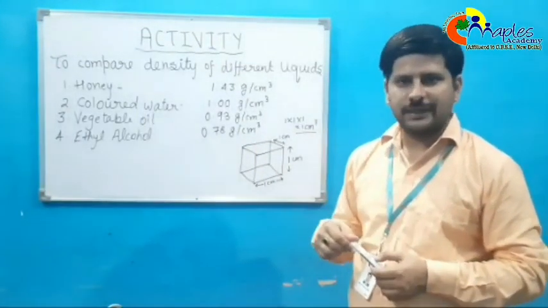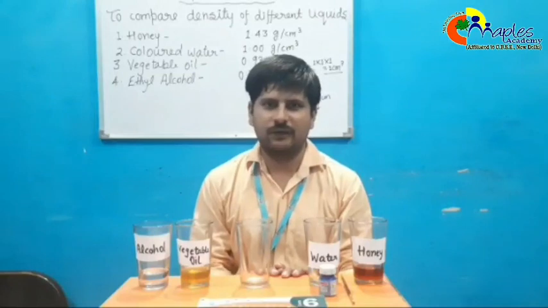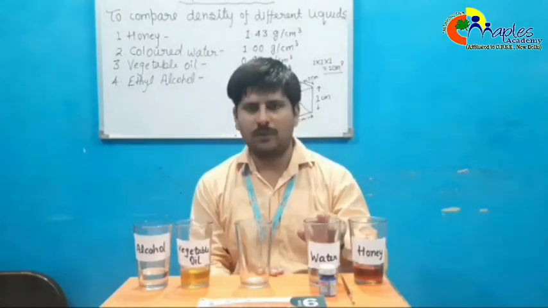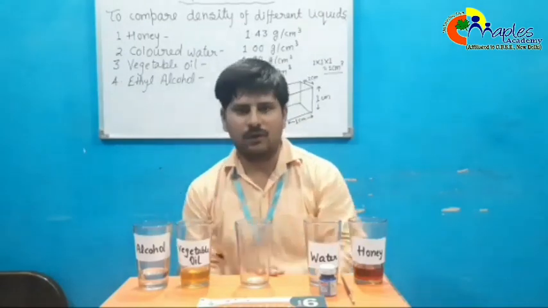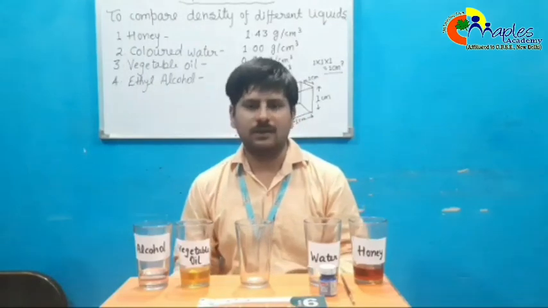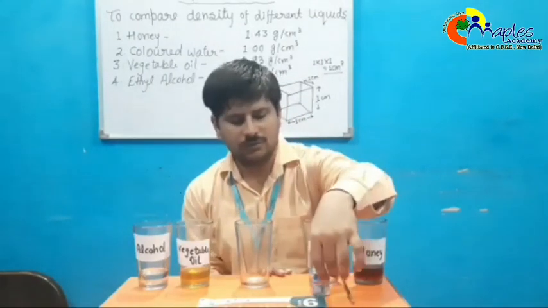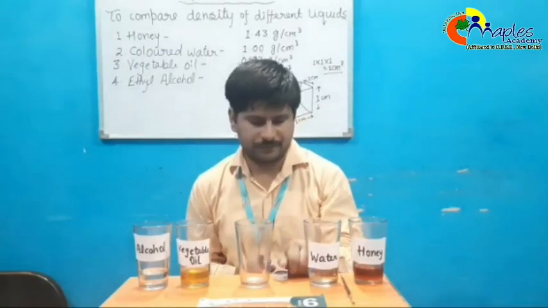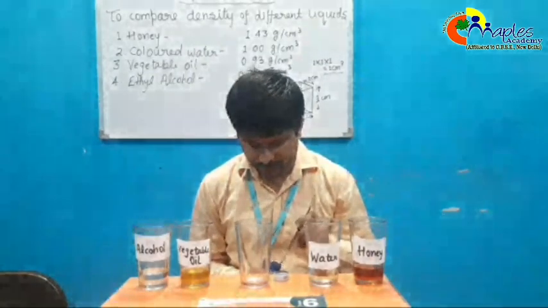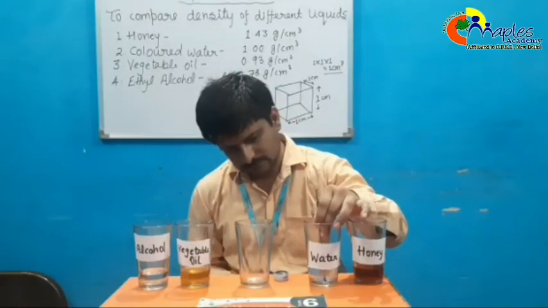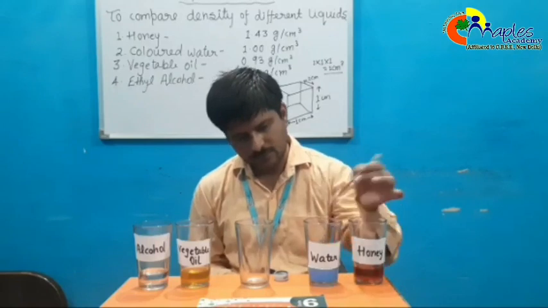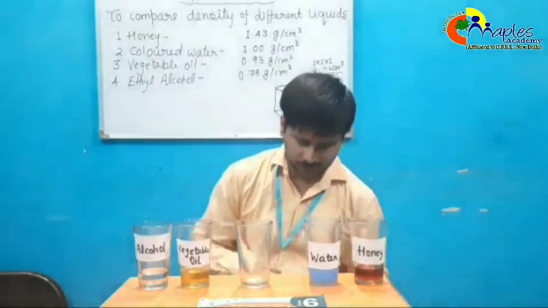So let us start this activity. Students, let us start our activity. You can see we have 4 solutions: honey, normal water, vegetable oil and alcohol. You can see that alcohol and water look just the same, so we will put some color in this water so that we can easily distinguish it. I am just putting some blue color in it. So now it is colored water.